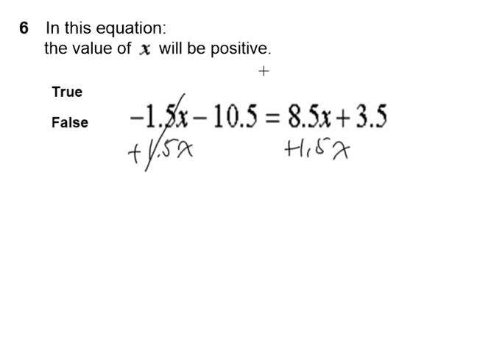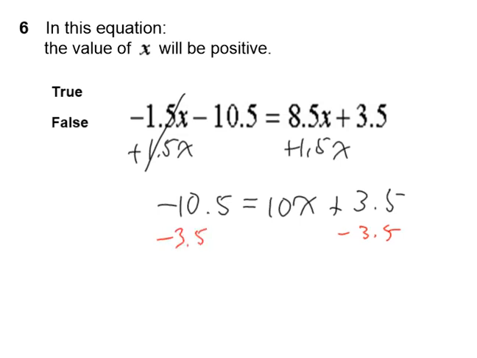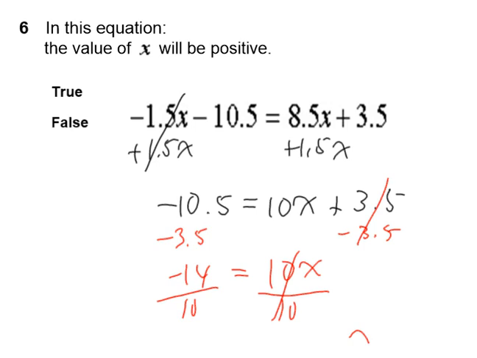That's going to create an algebraic zero pair. And we're left with -10.5 is equal to 10x plus 3.5. Then I am going to subtract the constant from both sides to start working the isolation. 10x is equal to -14. Divide both sides by 10, and we automatically see that x is going to be negative. It's -1.4, and therefore your answer is false.